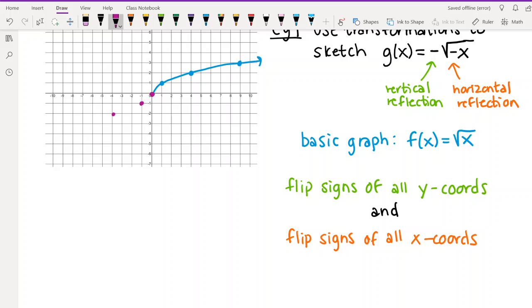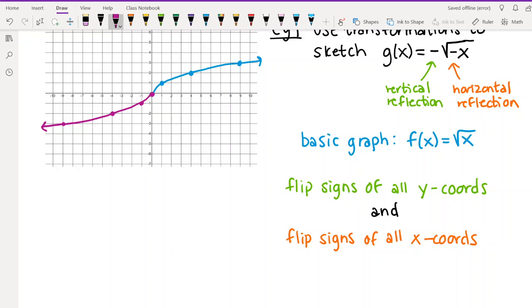Oops, I didn't do a great job of plotting that. Then we have 9, 3. So if we switch both the x and y coordinate, we get negative 9, negative 3. And so if we connect the dots on our new graph, we can see that it looks like the same shape as the square root graph, but it's both upside down and facing the other way. So we've done a reflection in both directions.